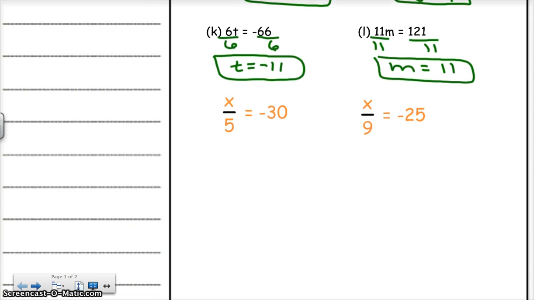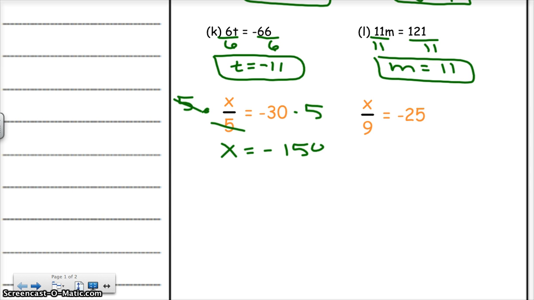Uh-oh, x over 5 equals negative 30. What does over 5 mean? X over 5. Division. It means division. X divided by 5 is negative 30. The opposite of divide is multiply. I multiply both sides. It cancels that out. And I get x is negative 150. Yep, it's times 5. Dot 5 means times 5.